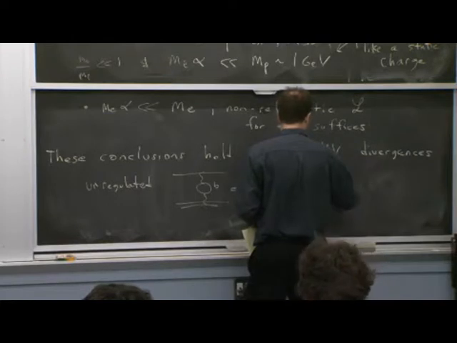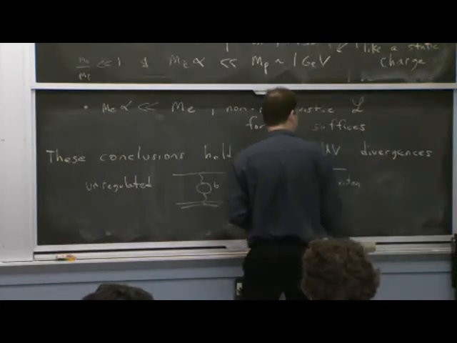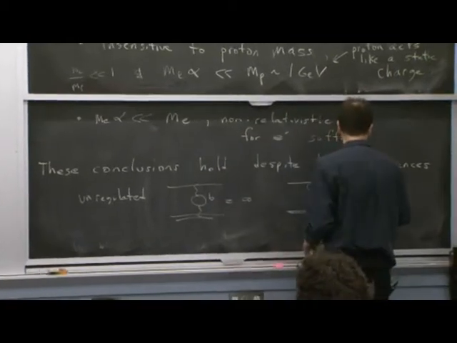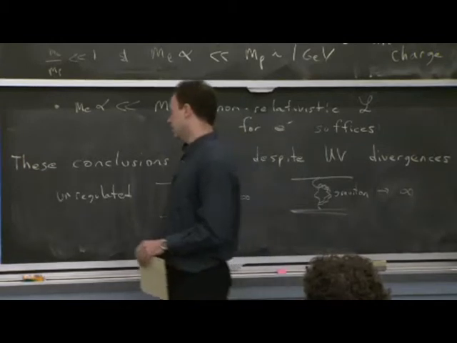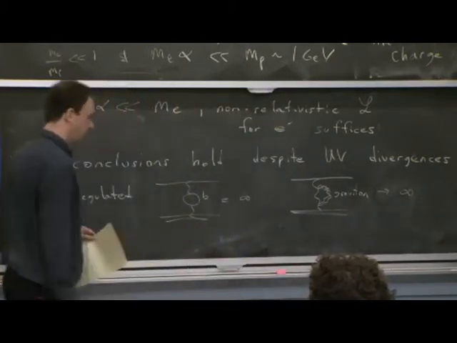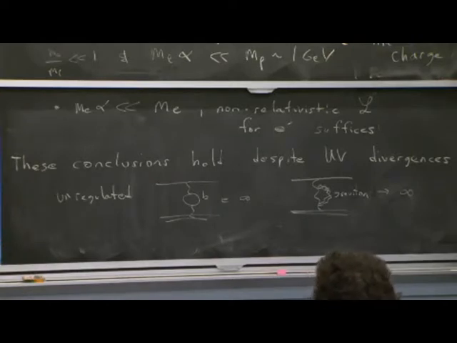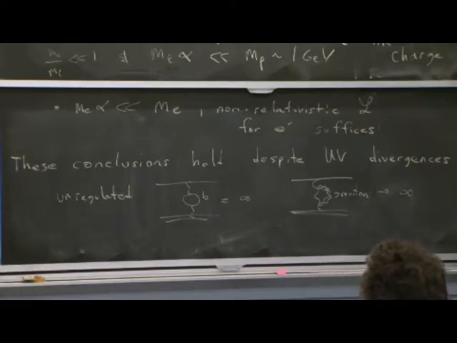That better be true because, for example, if we had graviton loops, they would also lead to ultraviolet divergences, and we're neglecting gravity. So it better be that these ideas of effective field theory are not changed by having ultraviolet divergences. And we'll encounter that in our discussion later on.